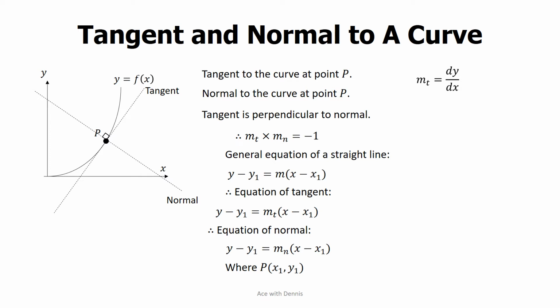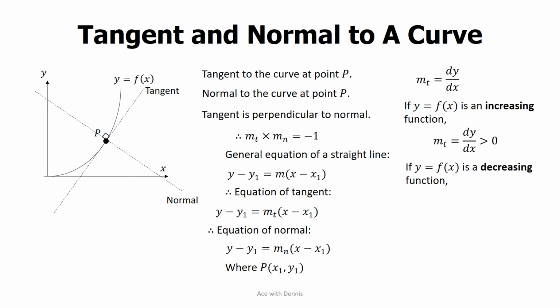The gradient of tangent is equal to dy over dx. If y equals f(x) is an increasing function, therefore the gradient of tangent, dy over dx, is greater than 0. If y equals f(x) is a decreasing function, therefore the gradient of the tangent, dy over dx, is less than 0. After you have learned the concept of tangent and normal to a curve, let's try to solve some questions. Here is one example.